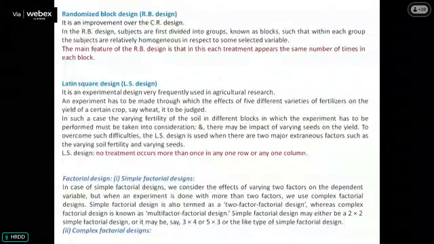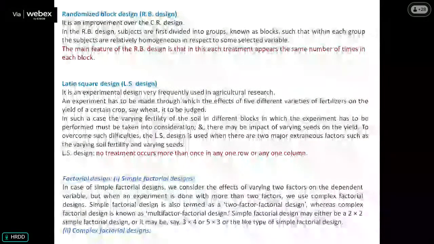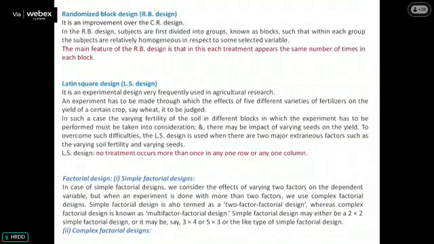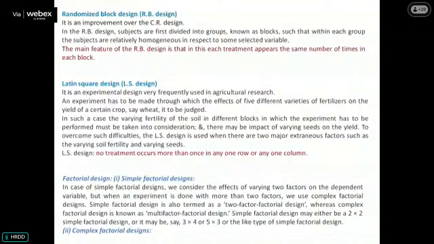Why? Because it is an experiment design used very frequently in agriculture research, where an experiment has to be made through which the effects of 5 different varieties of fertilizer on the yield of a certain crop are to be judged. In such a case, the varying fertility of the soil in different blocks in which the experiment has to be performed must be taken into consideration, and there may be an impact of varying seeds on the yield. To overcome such difficulty, the LS design is used, where two major extraneous factors, the soil fertility and the varying seed, are removed. No treatment occurs more than once in any row or any one column. So here the square comes into play.